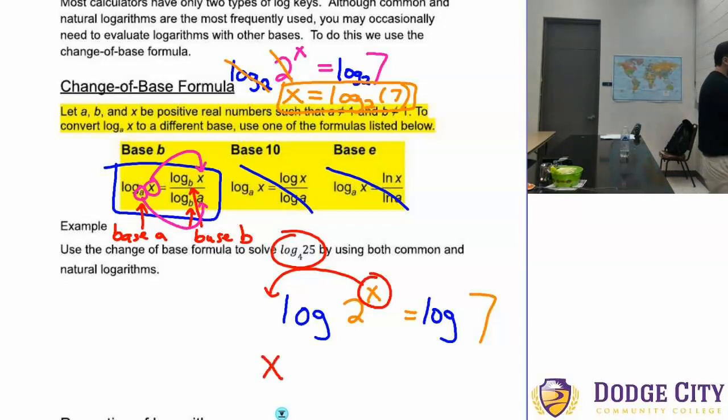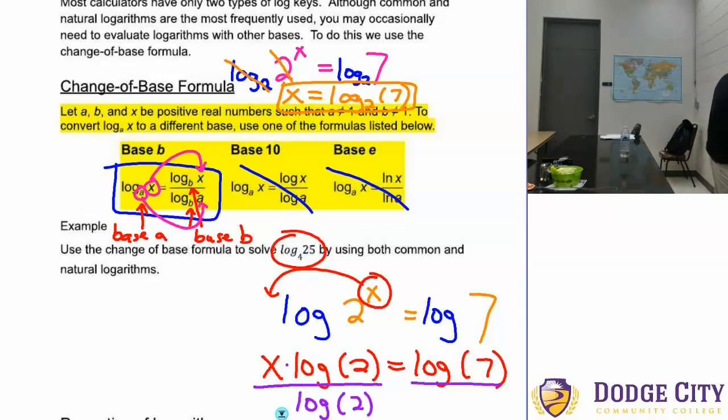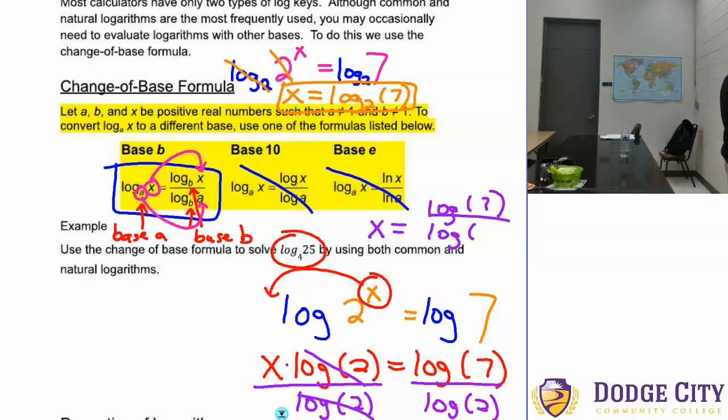So the x goes in front, we'll have log base 10 of 2 left over, equals log base 10 of 7. Now I can solve this for x. It's being multiplied by that log base 10 of 2. So to get the x by itself, I'll divide by log base 10 of 2. Right? And I get this answer, which I'm going to write up here. We get x equals, these cancel out, log base 10 of 7 over log base 10 of 2.